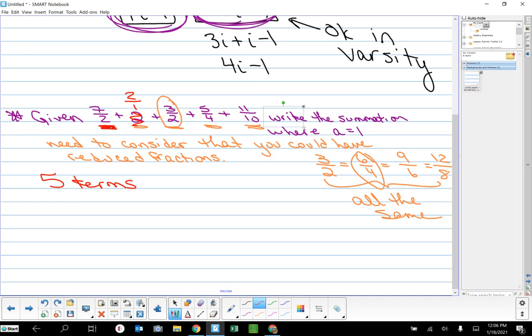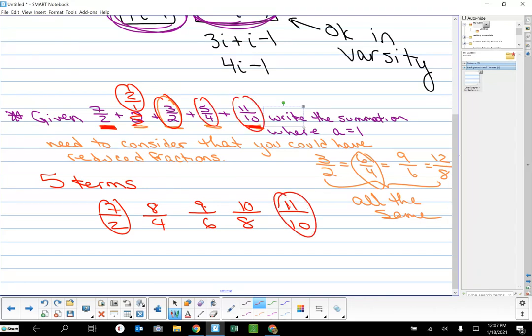So again, number of terms. I start with a 2, I end with a 10. I have 5 terms. So what if my denominators were 2, 4, 6, 8, 10? This one's already 10. This one's already 2. 7, 8, 9, 10, 11. Is that a possibility? They're growing by 1. Sometimes you just got to try stuff and think about what happens. Well, this you can't reduce. 8/4 is 2. 9/6 is 3/2. 10 over 8 is 5/4. 11 over 10 doesn't reduce.